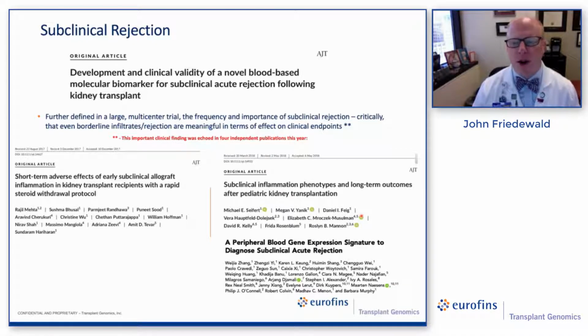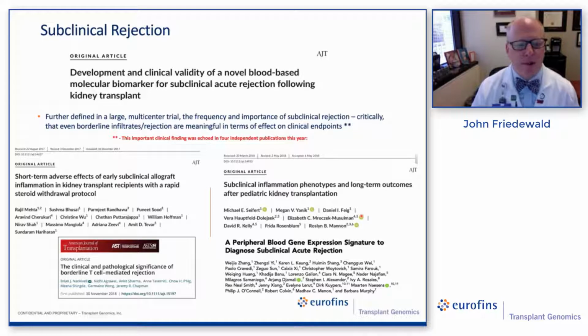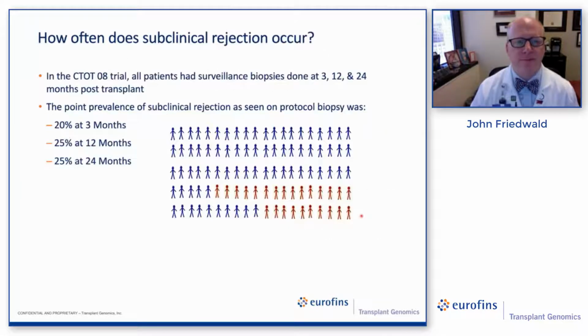Number three, the very large and well-designed GOCAR trial, similar to the CTOT-8 trial, did surveillance biopsies in a large number of patients in the first 2 years and found, again, that subclinical rejection associated with worse clinical outcomes. And finally, the group from Australia published a similar paper, again, showing that low-grade inflammation in the kidney leads to bad outcomes. And so detecting this inflammation early and treating it is a key goal to improving long-term graft survival.